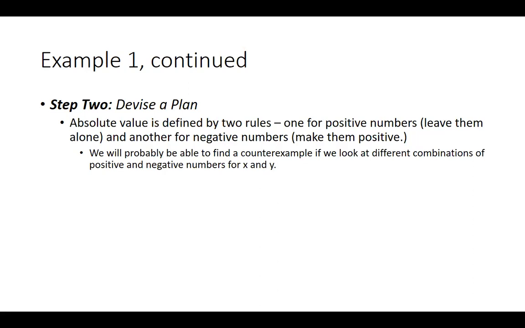Step 2, devise a plan. Absolute value is defined by 2 rules, one for positive numbers, leave them alone, and another for negative numbers, make them positive. We'll probably be able to find a counterexample if we look at different combinations of positive and negative numbers for x and y. Got to cover both rules.